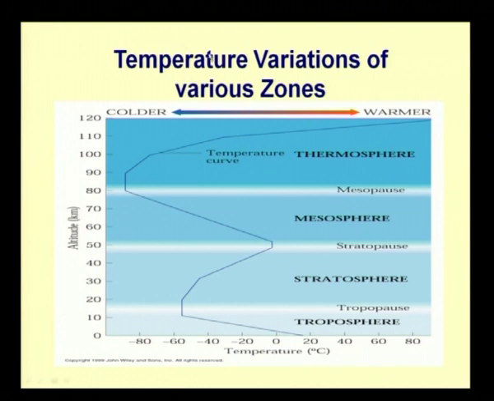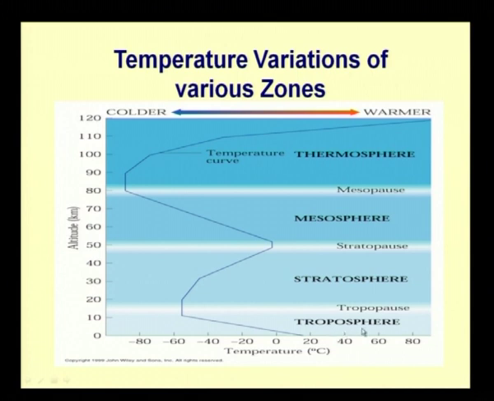And what are the temperature variations? Look, in the troposphere, the temperature decreases as the height increases. That means as we go above and above in the troposphere, the temperature is decreasing. Then comes the stratosphere, where the effect is reversed, and the temperature increases as we go higher. Then comes the mesosphere, where again it reverses. And the last, the thermosphere, has very high temperatures; it is very warm.